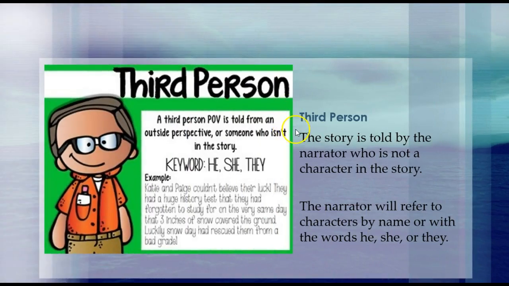Third person, this is just the general third person rule. This is when the story is told by a narrator who is not a character in the story. It's somebody else. The narrator will refer to characters by their names, or you can find pronouns such as he, she, or they. Basically, it's an outside perspective, somebody that's not in the story and they're just telling us what's happening throughout the story.